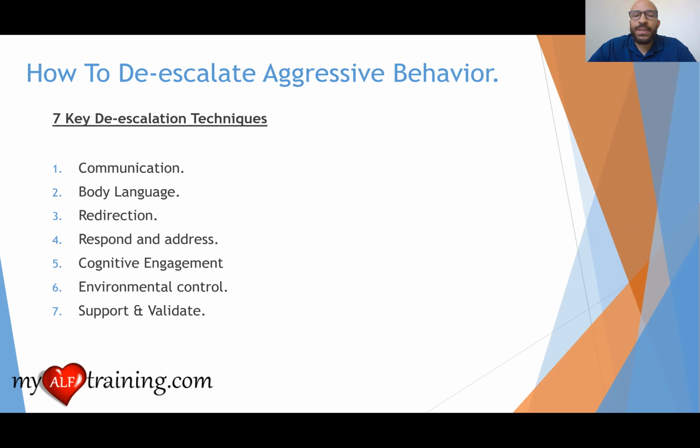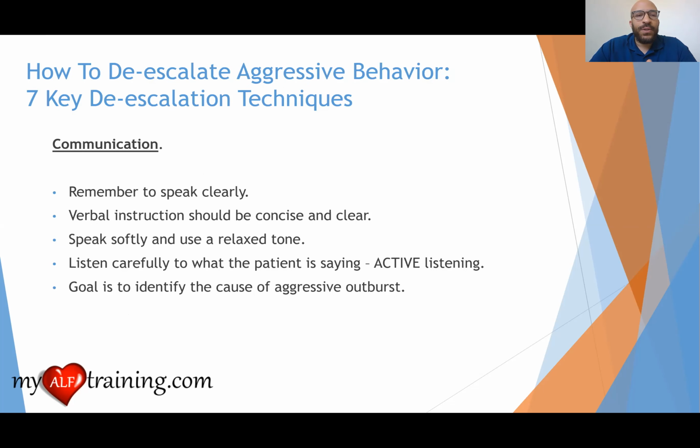All right, so most of those you should know: communication, body language, redirection, respond and address, and cognitive engagement. Those may be new terms to you. So redirection is just redirecting someone's attention. Respond and address, that's making sure we say the appropriate things and address the concern of the patient. And cognitive engagement, that's exactly what it says, just making sure that they are engaged cognitively. So in the next slides, I'm going to get to how each of these techniques can be used to de-escalate aggressive behavior. So first, very easy, communication.